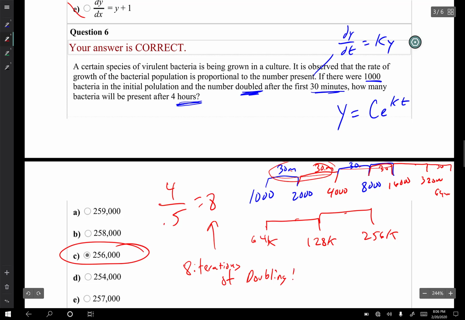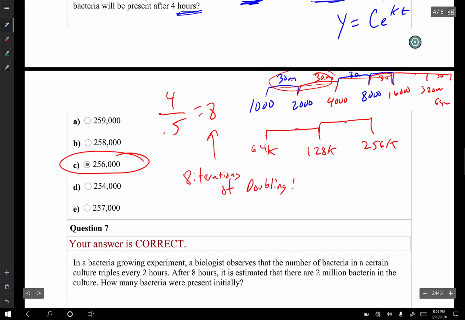Hopefully that made sense. I guess there is another way to do it. Here's the other way that you could have done it, guys. Maybe this is easier. You could say, it doubles, so 1,000 times 2 raised to the kt.